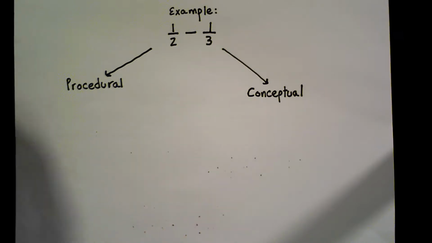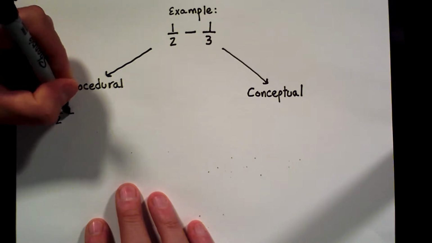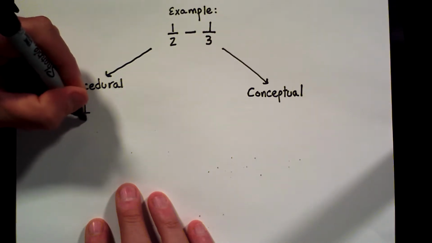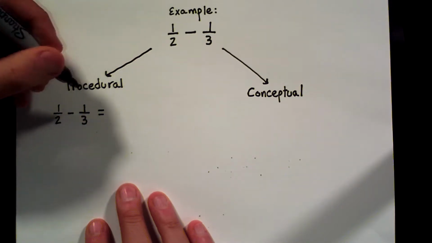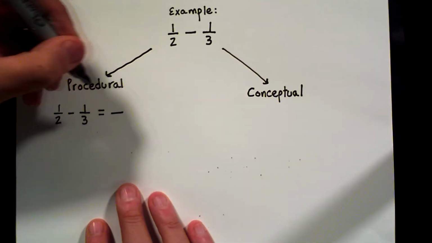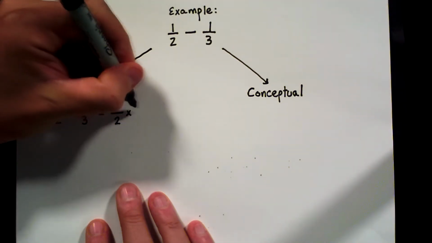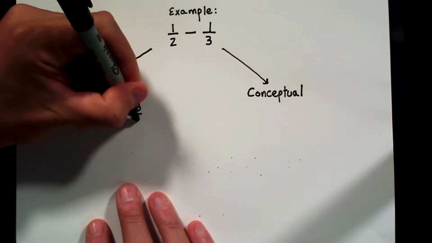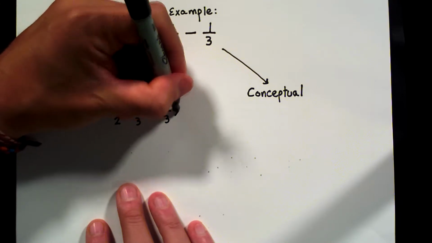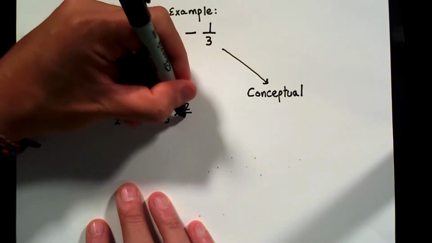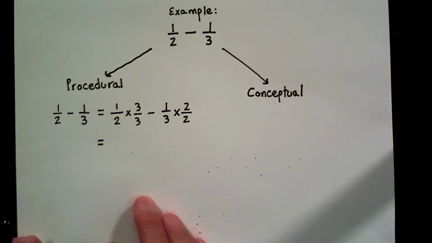Procedurally, we could follow rules. For example, if you have 1/2 minus 1/3, look for a common denominator first. That's 6. Then multiply 1/2 top and bottom by 3 to get the 6, and do a similar action for the 1/3, which would be 2 and 2. So I'm elaborating some steps.